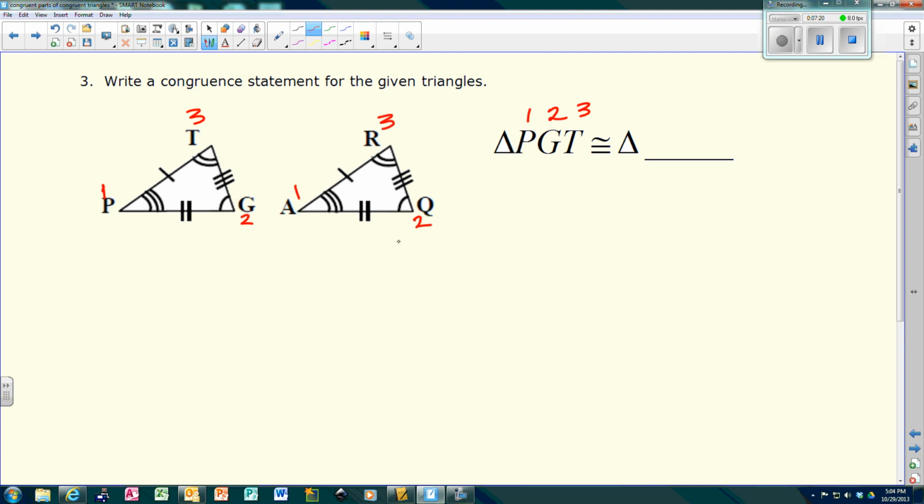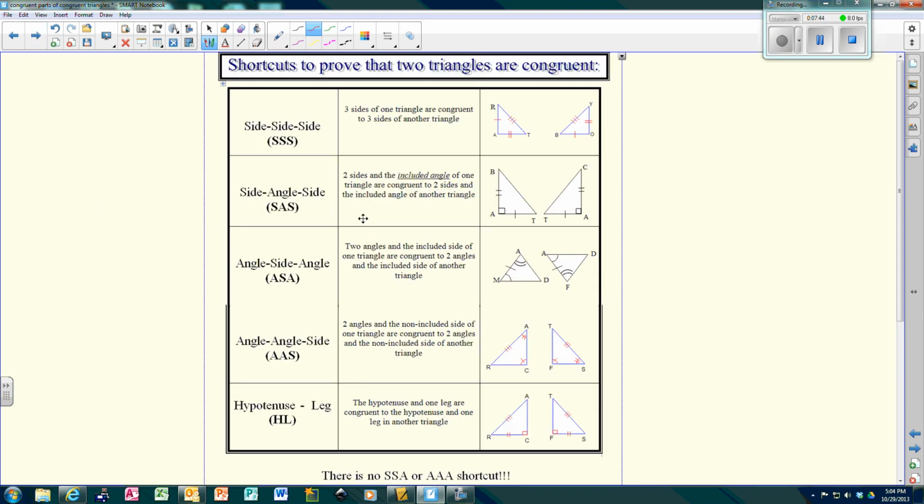Now look at the letters, PGT. What is congruent to PGT? A, Q, R. So triangle PGT is congruent to AQR. It makes a whole lot of sense when they're facing the same direction, but sometimes they're all twisted around. So we have some shortcuts that we can use to prove that triangles are equal.